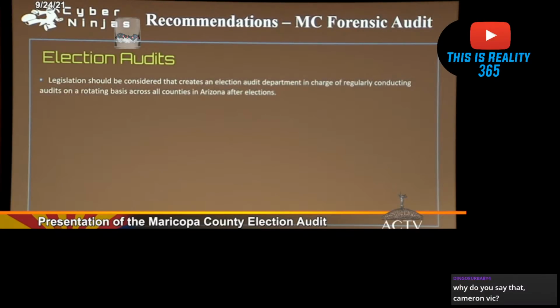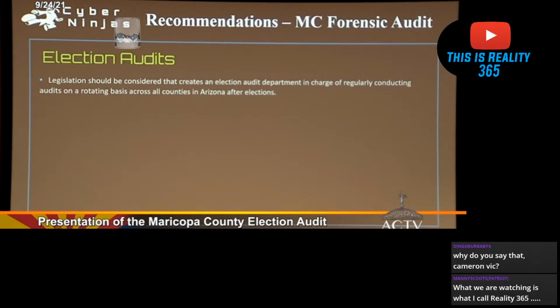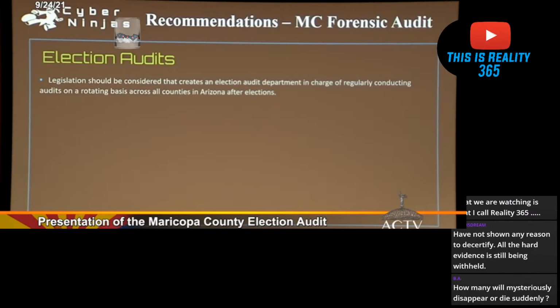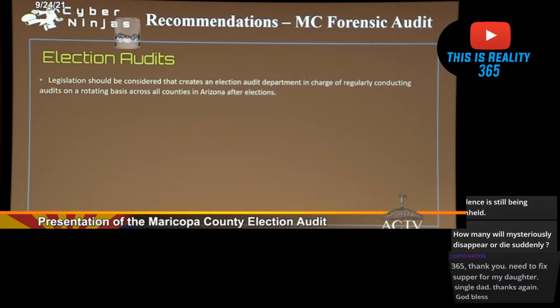Now, we think that you should have legislation that should consider creating an audit department that should regularly conduct audits on a rotating basis across all the counties in Arizona. To the best of my knowledge, nobody is currently doing this, but based on the audit we performed, there were a lot of processes and procedures that were not conducive to effective audits. The way that stuff gets better is by regularly checking it and regularly validating it.